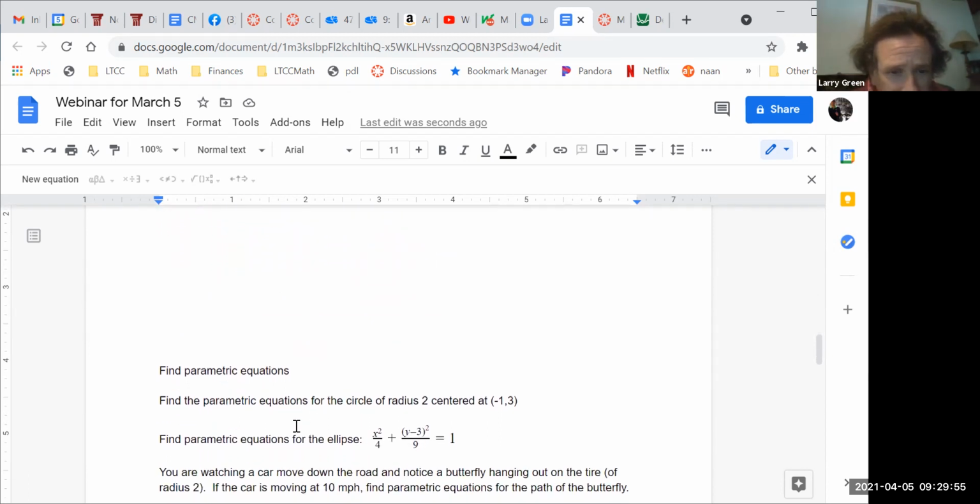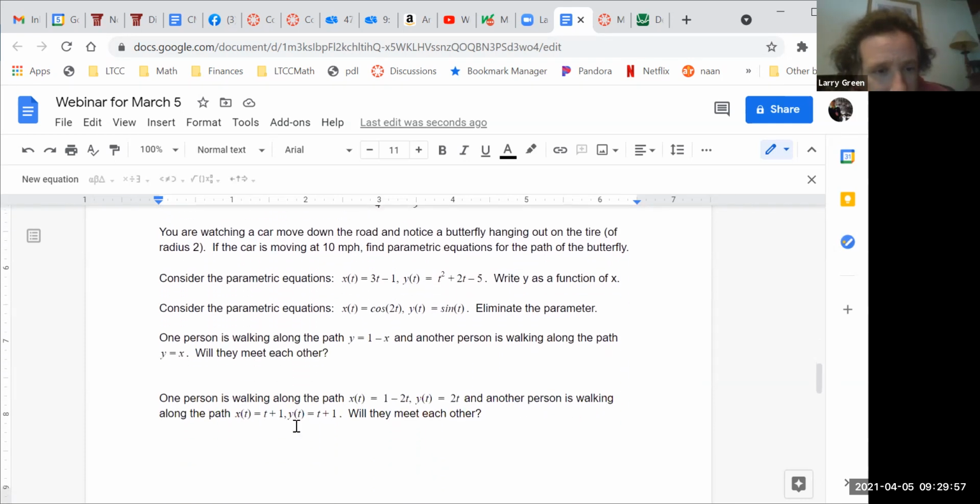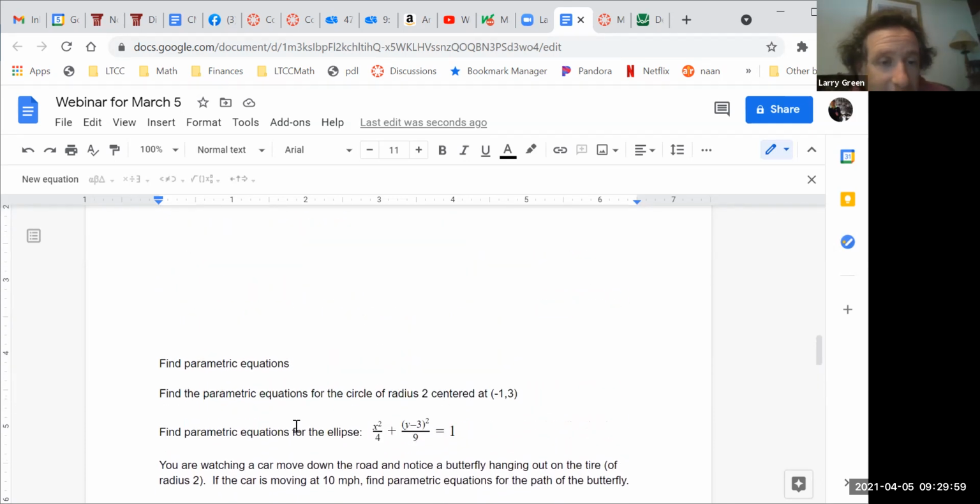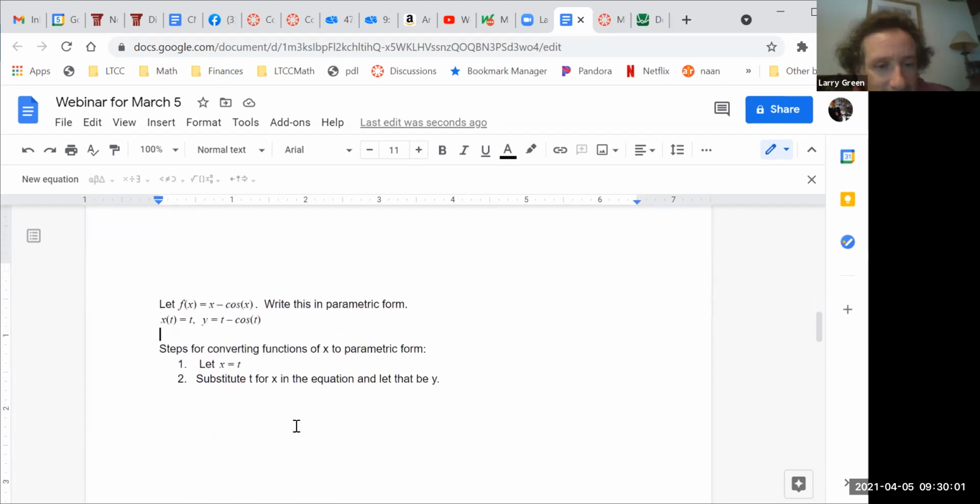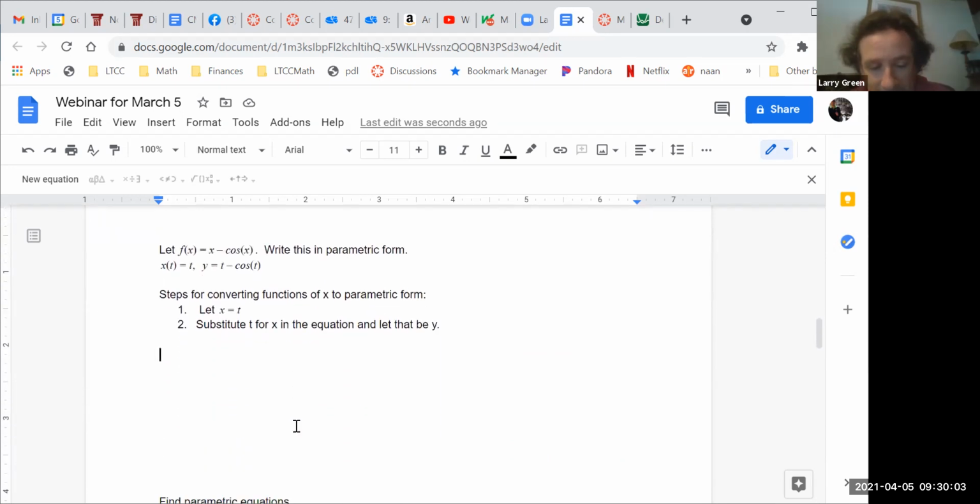So let's do, I thought I had one. Oh, I didn't have this one. Okay, let me write one. So find the parametric equations for the line through the points (2, 5) and (-3, 4).